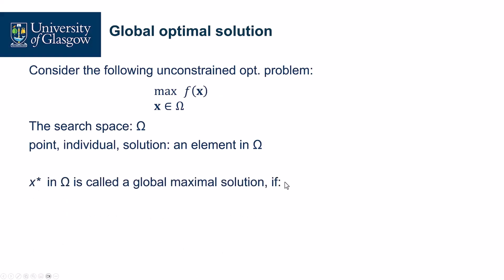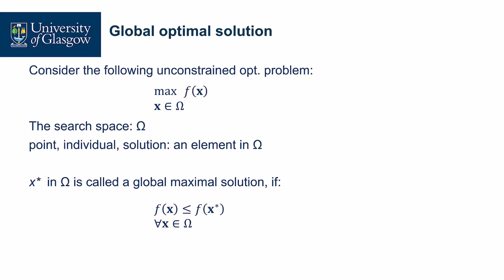So we say x* is called a global maximum solution. We are doing maximization now. If for any x in the search space Omega, f(x) is smaller than or equal to f(x*), then x* is a global maximum solution. So it's quite intuitive, right? We can see the f(x*) value is larger than, or at least not smaller than, all other points in the search space. That's why it's a global optimal solution.